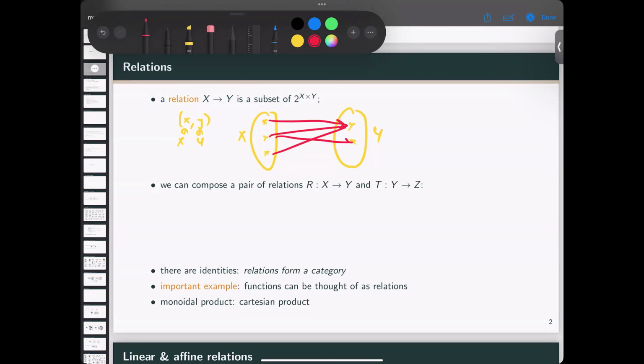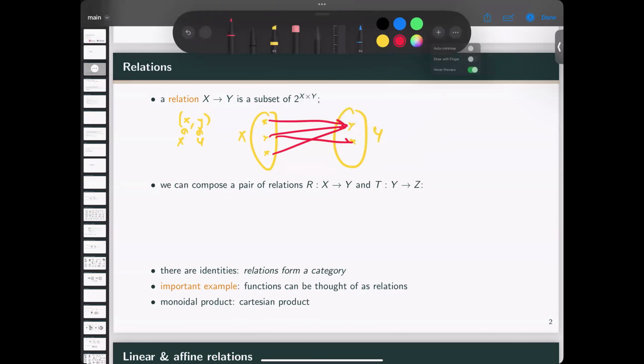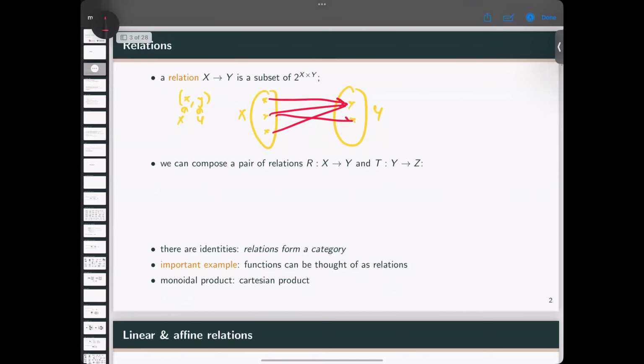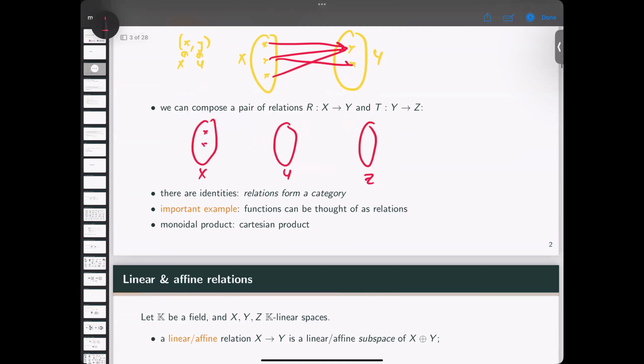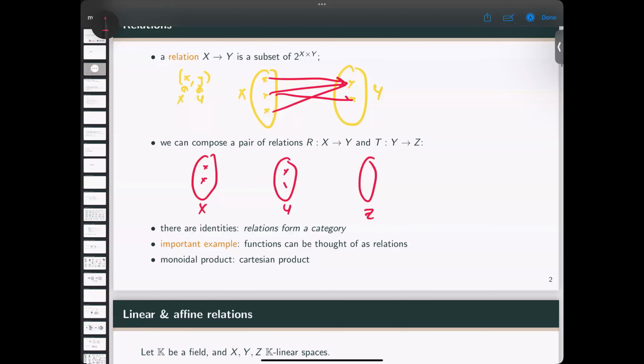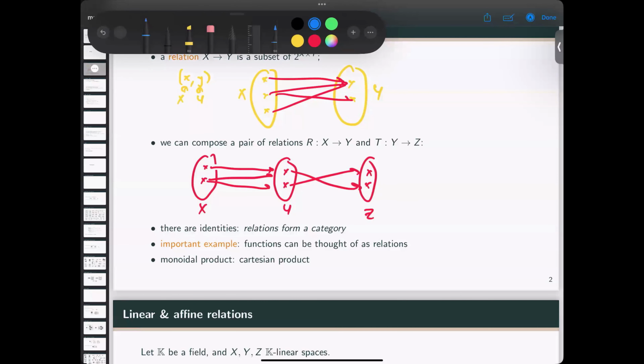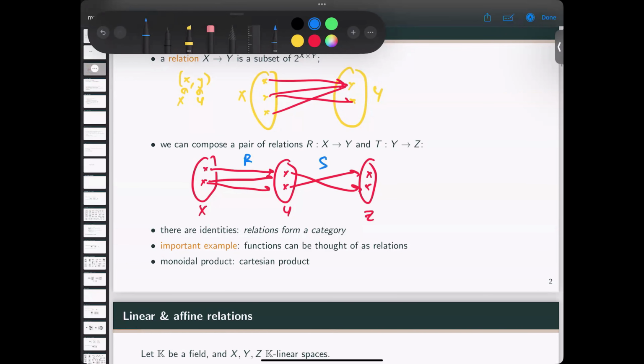Now, the nice thing with relations is that we can compose them. So if I have two relations, from a set X to a set Y, and then from the set Y to the set Z, then I can compose these things. So I have two relations, something like this maybe, and like that. Then I can compose these two relations, say this relation is called R and this relation is called S.